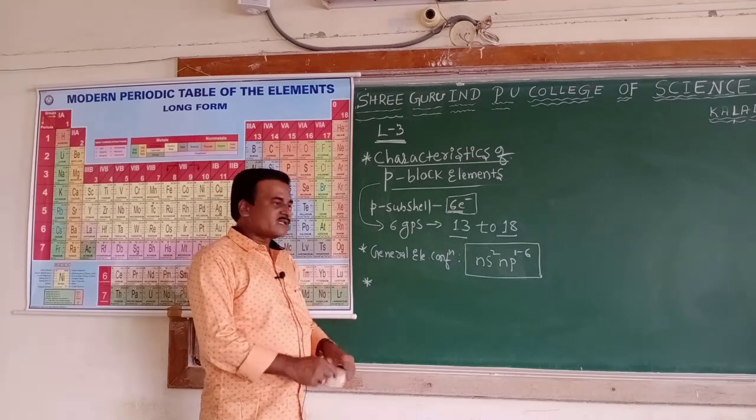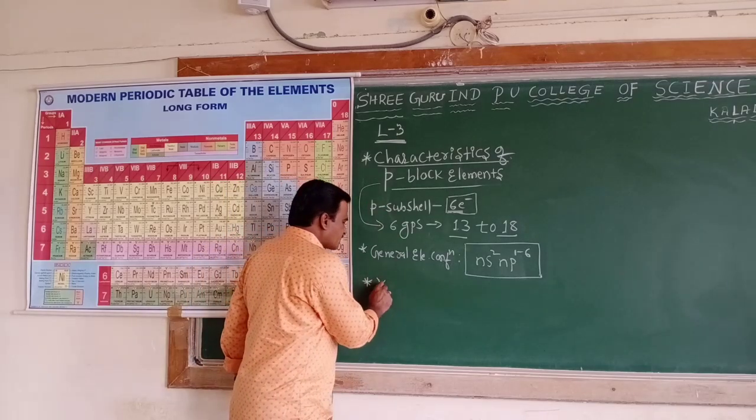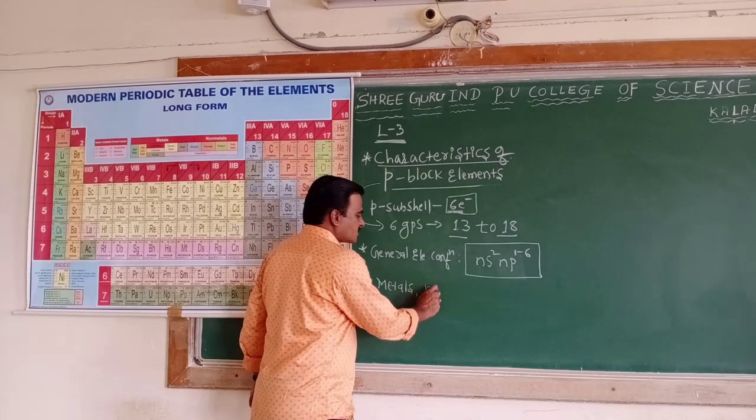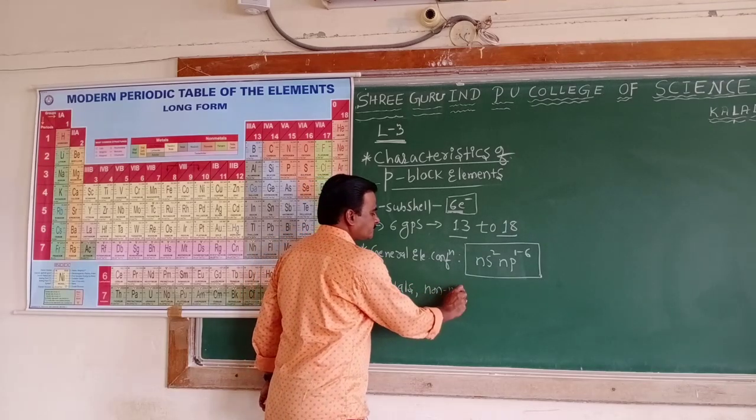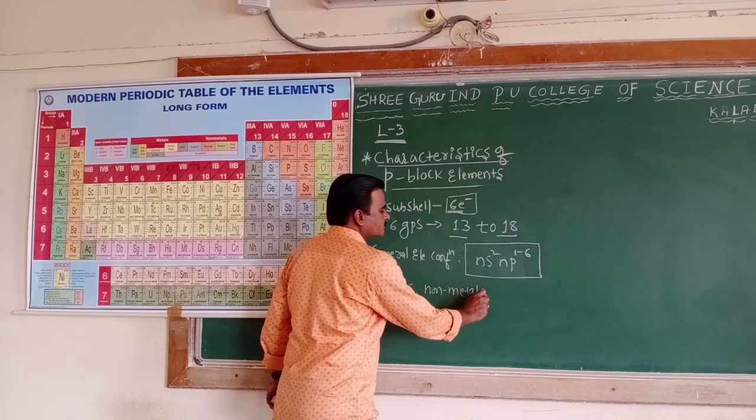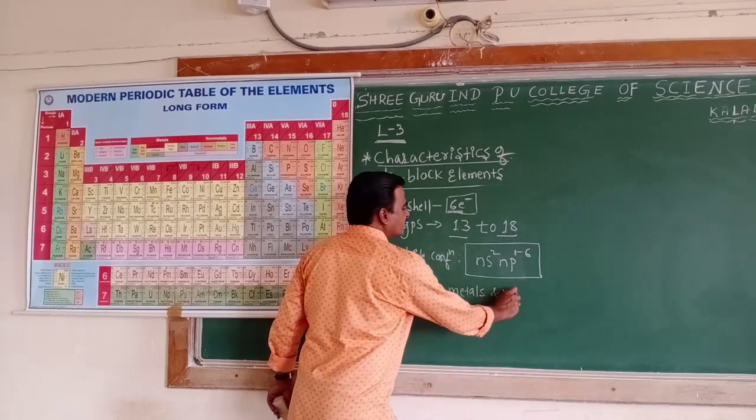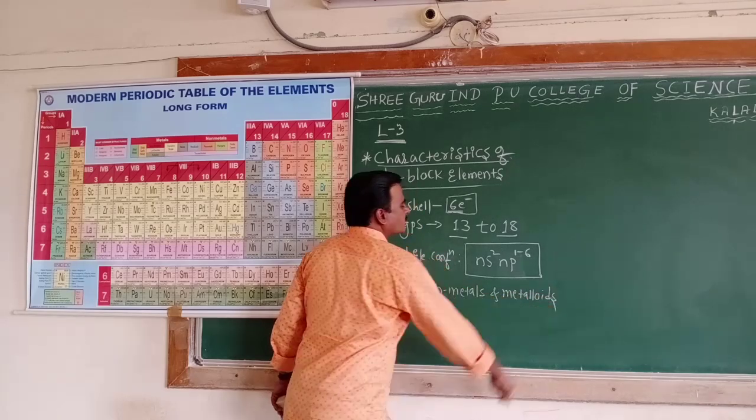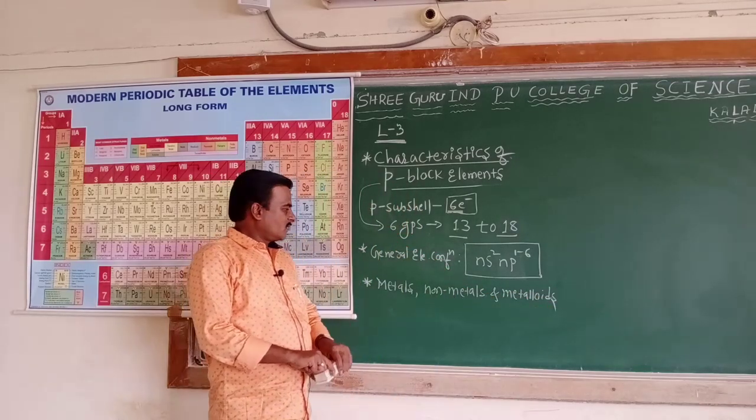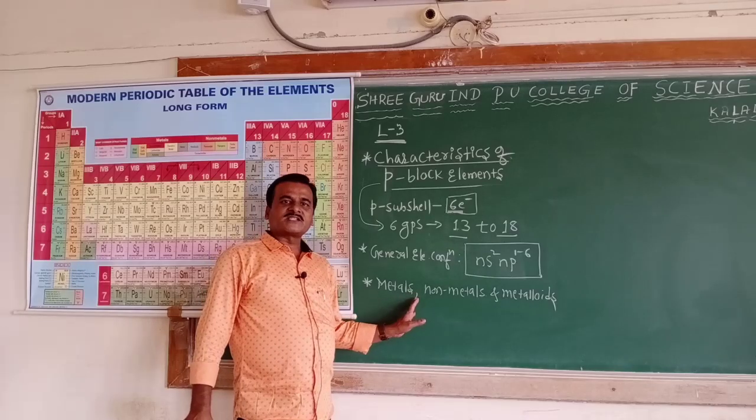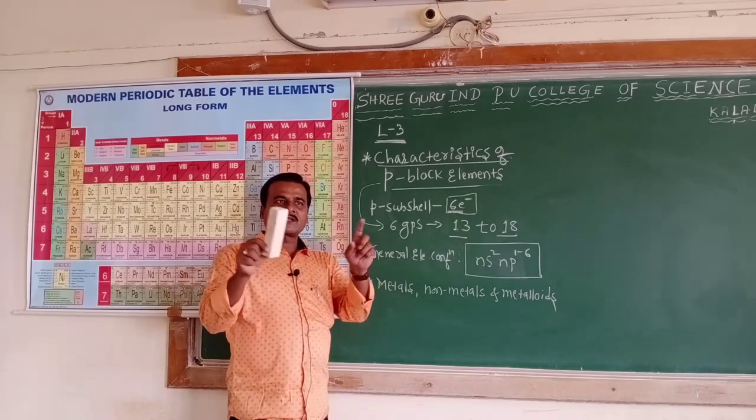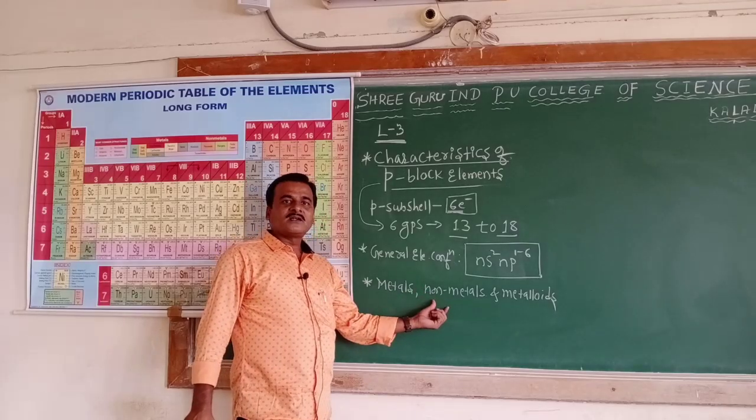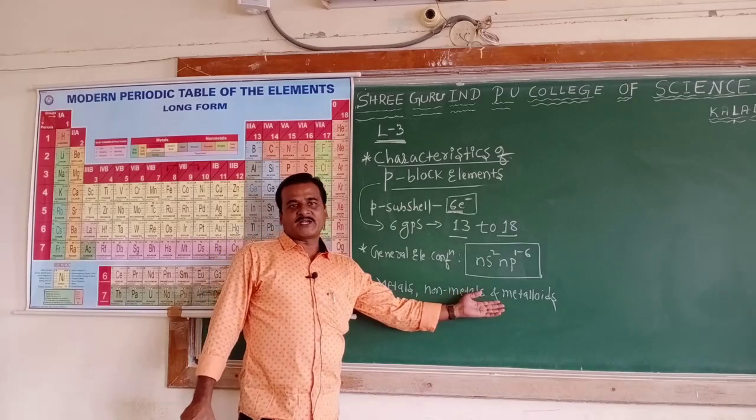Further, what are the characteristics of these p block elements? The p block elements consist of metals, non-metals, and metalloids. What do p block elements consist of? A p block element may be a metal, a non-metal, or a metalloid.